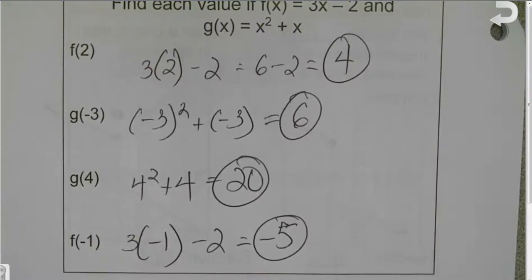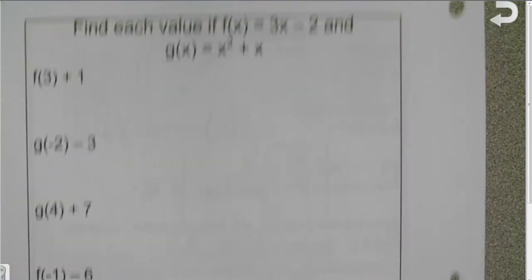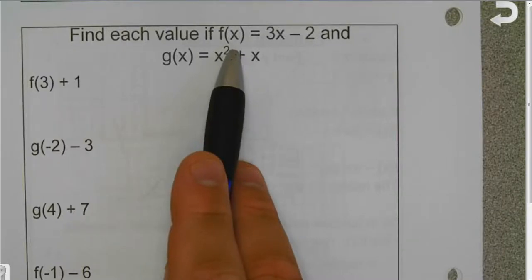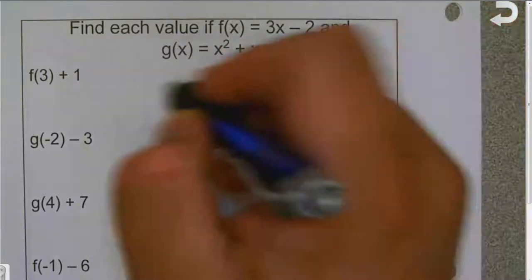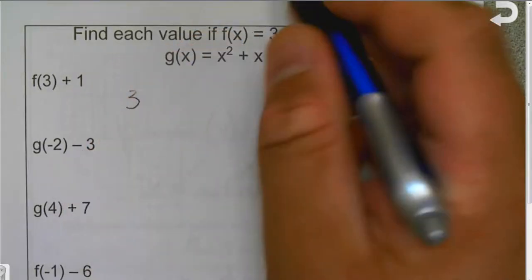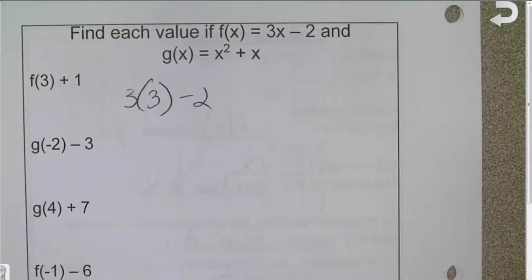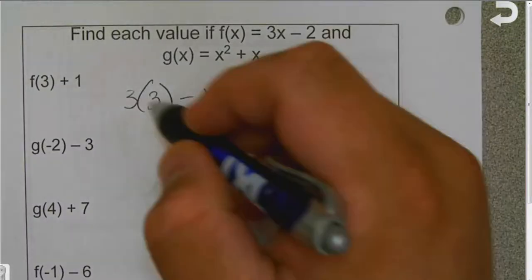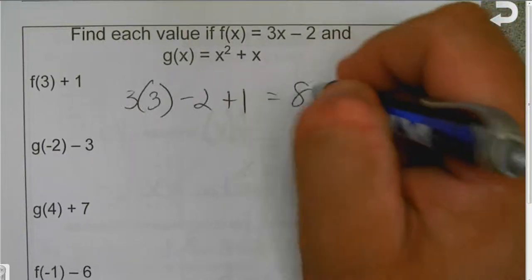Okay, so hopefully you were able to get the video paused and do those and have no problems there. Now, sometimes the functions will say to add 1. That's not a big deal. We're still following the same rules. We're still going to substitute 3 for x. But when we're done doing that, we're going to add 1. So for example, if I have 3x minus 2, I'm going to plug in 3 times 3 minus 2. But then when I'm done with all that, I'm going to go plus 1. Okay? So 3 times 3 is 9, minus 2 plus 1. 9 minus 2 is 7, 7 plus 1 is 8.